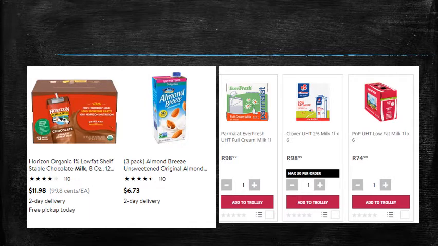Now, here's just an example. On the left, you have examples of milk that can be bought in America. Here you can see $6.73 for this milk. And here's one from South Africa where you can see it's 98 rands and 99 cents. So you can see that it's written differently but it means the same thing.